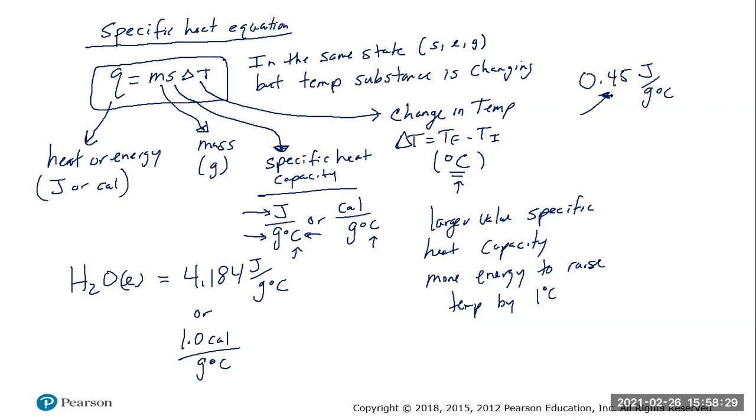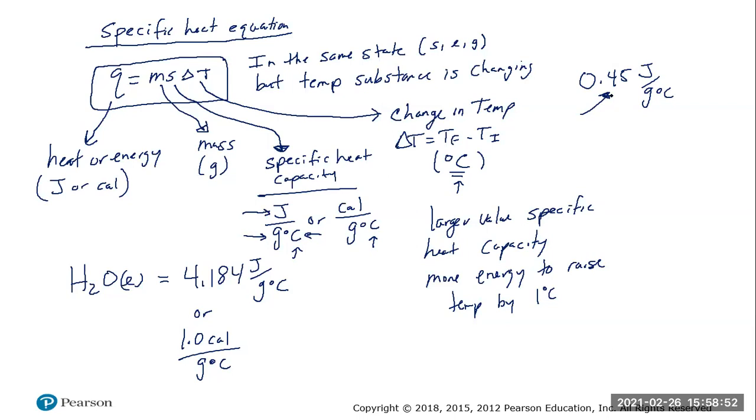And that basically means you only need to put in 0.45 joules for every gram of that metal to raise it by 1 degree Celsius, which means if you put the same amount of energy into both of them, you would probably expect the metal to heat up more than water would in that case, right? Because you don't have enough energy to make that big difference.